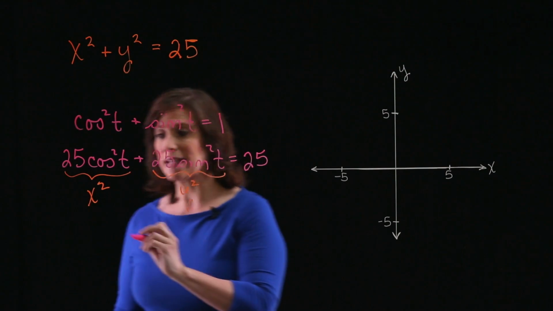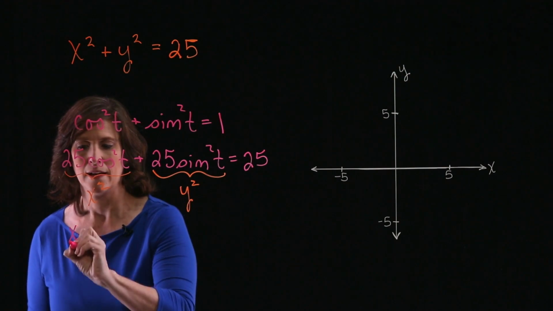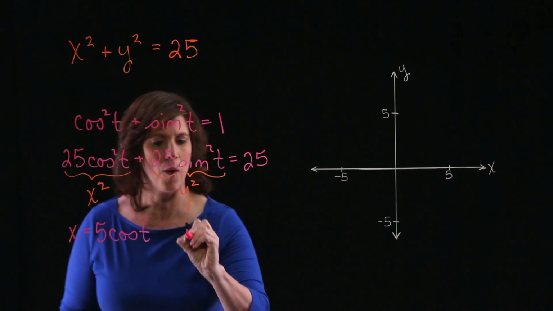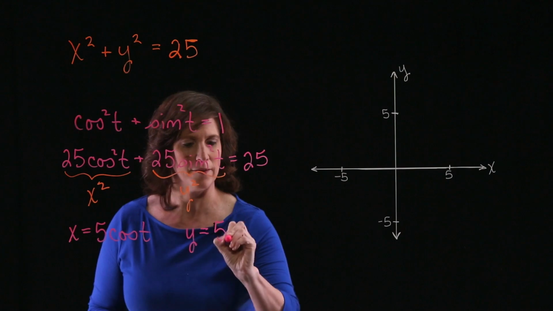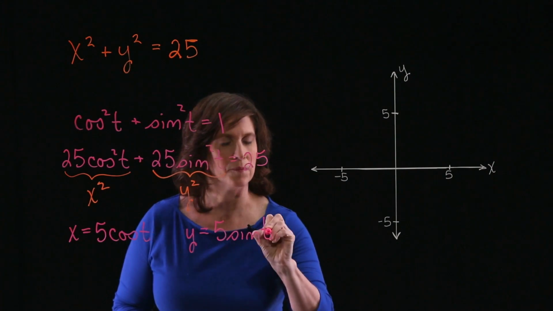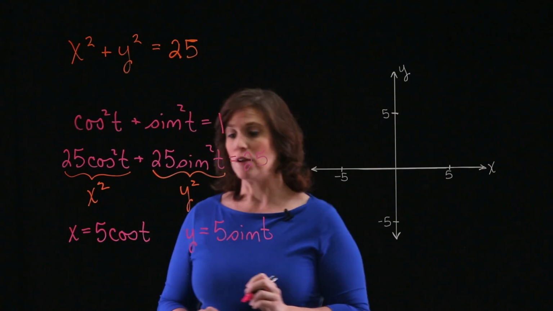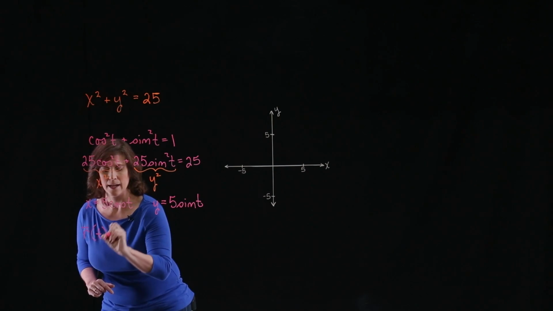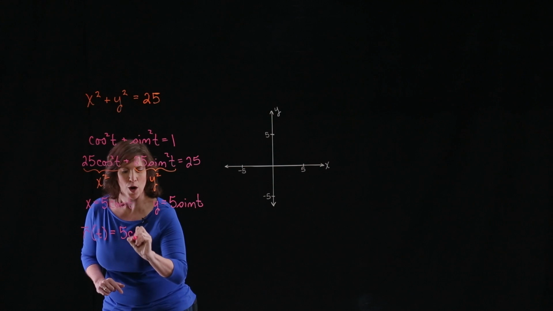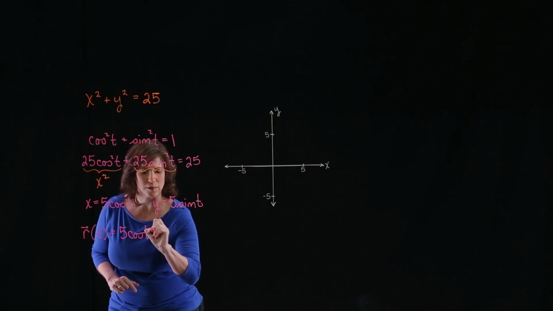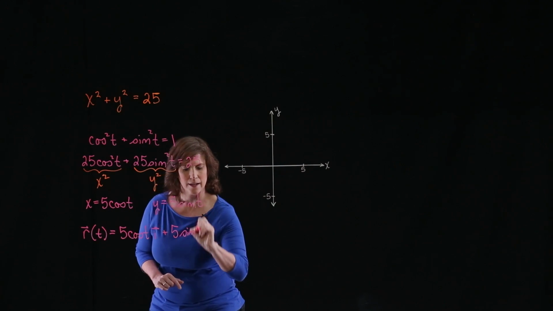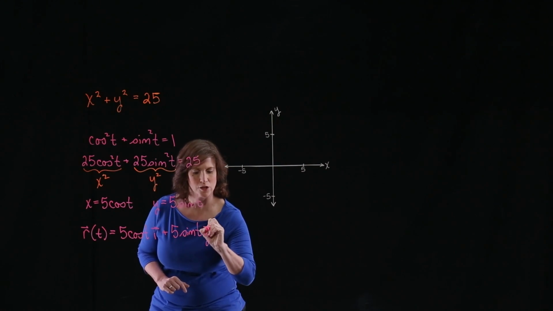That means I'm going to let x equal 5 cosine t and y can equal 5 sine t, which means for my vector-valued function, I can write r of t equals 5 cosine t times vector i plus 5 sine t times my vector j.